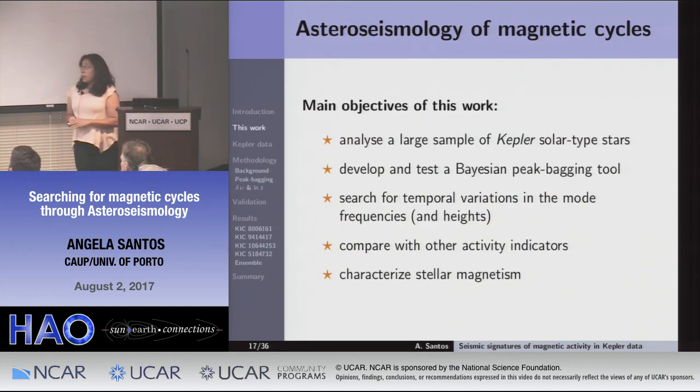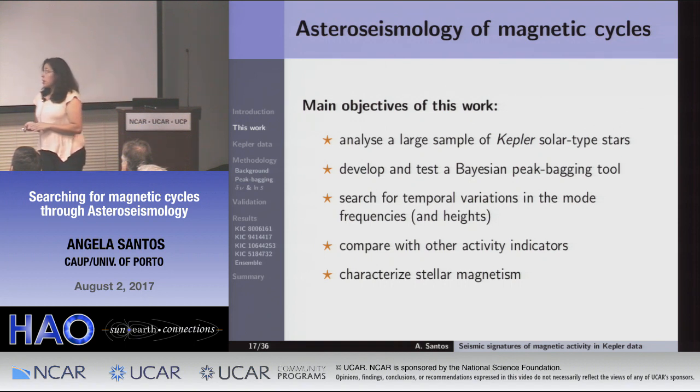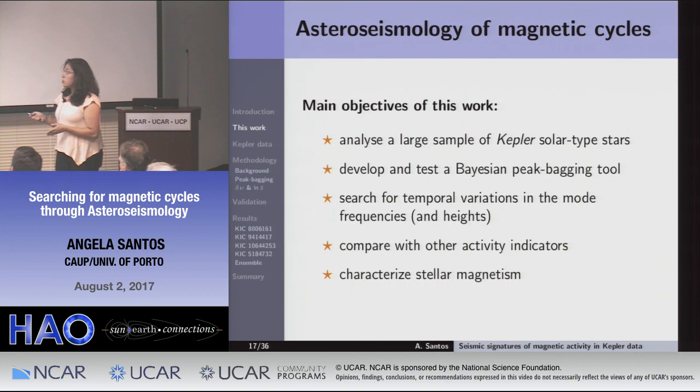So in this study, we analyze a large sample of solar-type stars observed by Kepler. In order to analyze those stars, we have developed the Bayesian peak-bagging tool, and this tool allows us to obtain the properties of the acoustic modes. Then we search for temporal variations in those properties and compare them with other activity indicators, and hopefully characterize stellar magnetism.